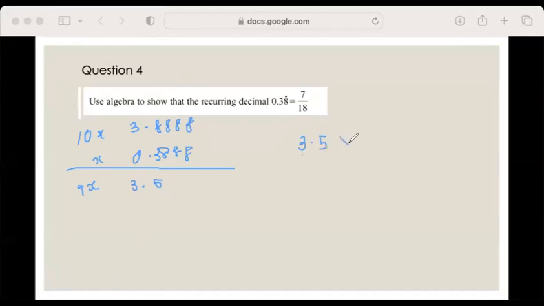times 10 next. And that is 35. And 9 times 10 will be 90. So 35 over 90. Of course, it's a large fraction. We can simplify. 35 divided by 5 is 7, and 90 divided by 5 is 18. So we have just proved that 0.38 recurring is equal to 7 over 18. All right, let's move on to the next question.